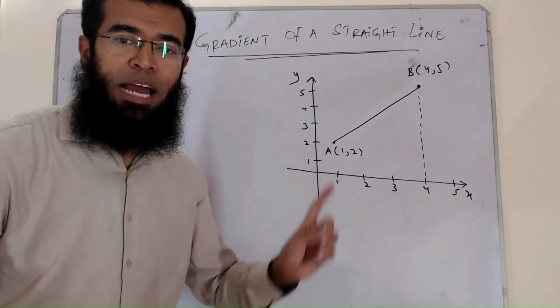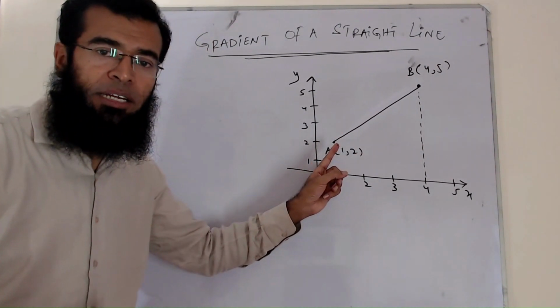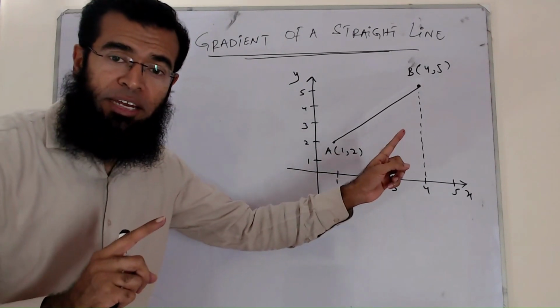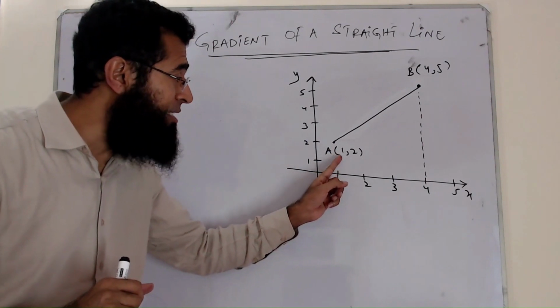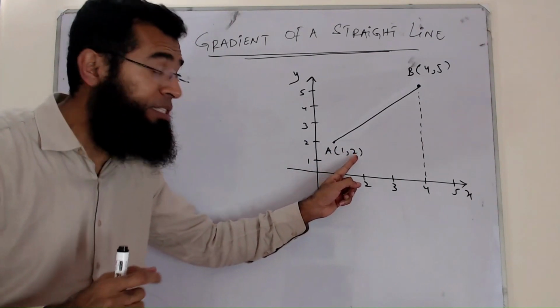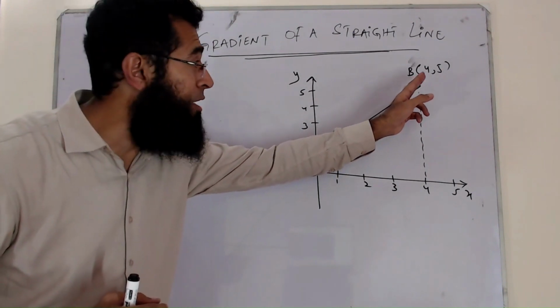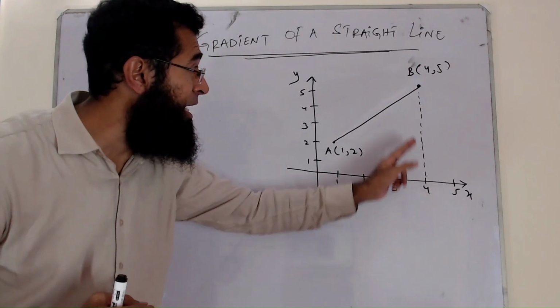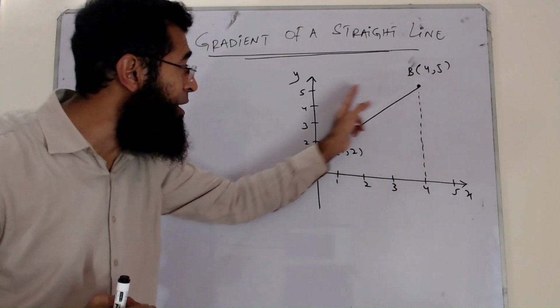Let's have a look at this example. We need to find the gradient of this line, and we can see we are given two points on the straight line. The coordinates of point A are 1 and 2. 1 is the x coordinate of point A and 2 is the y coordinate of point A. And the coordinates of point B are 4 and 5. 4 is the x coordinate of point B, and 5 is the y coordinate of point B.